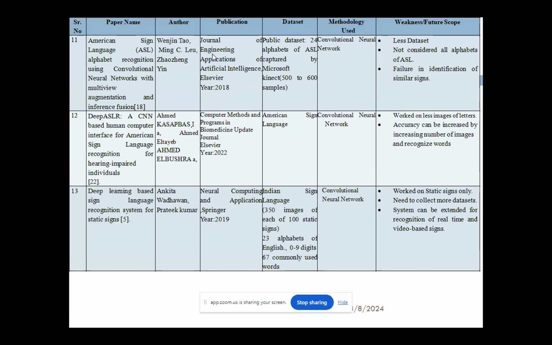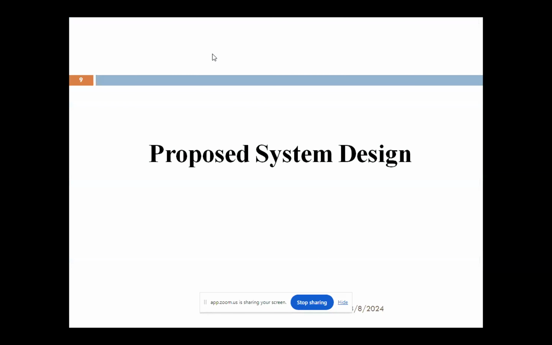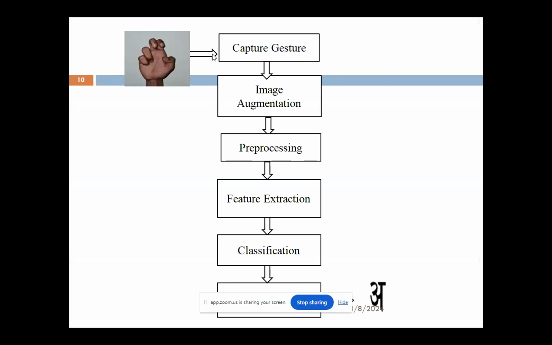Devanagari sign language. The proposed system works on the Devanagari sign language. So this is the proposed system design. We capture the gesture here, then perform image augmentation, then pre-processing, and for feature extraction and classification, we have used the CNN, and then at the end it detects the gesture.